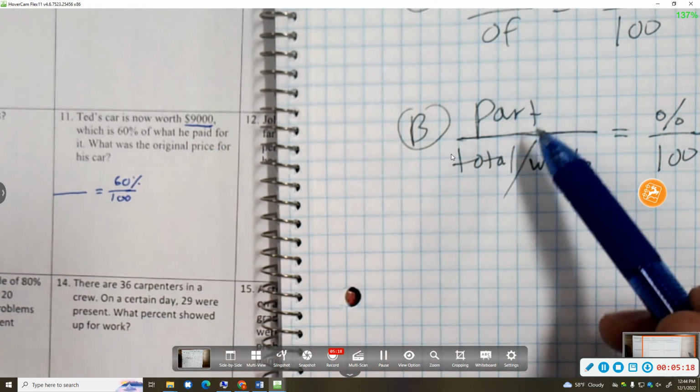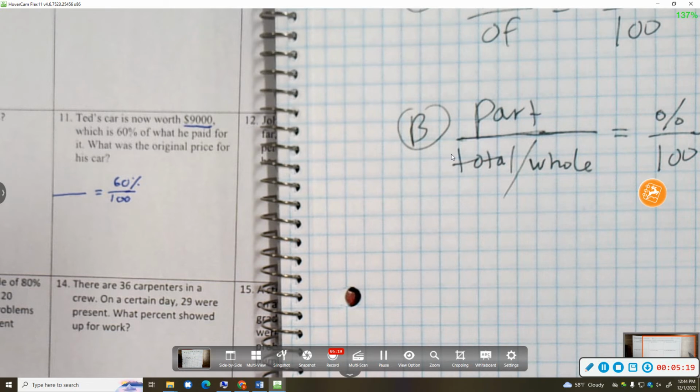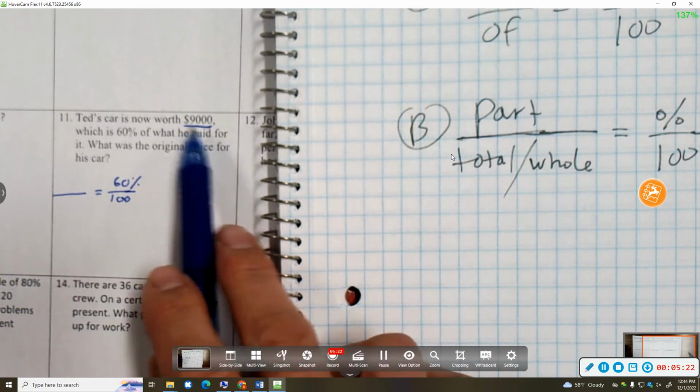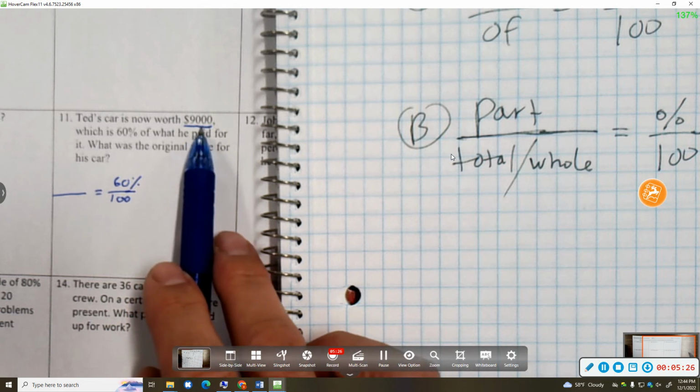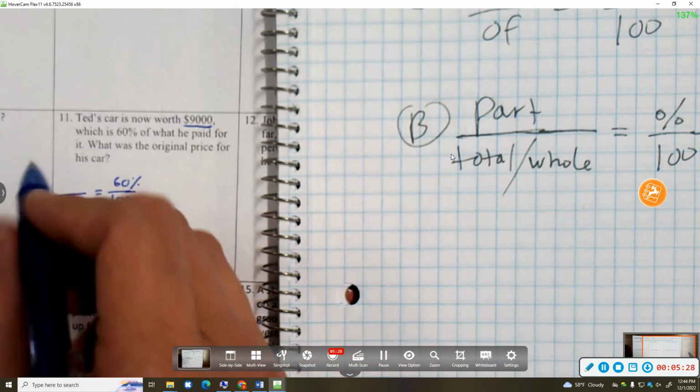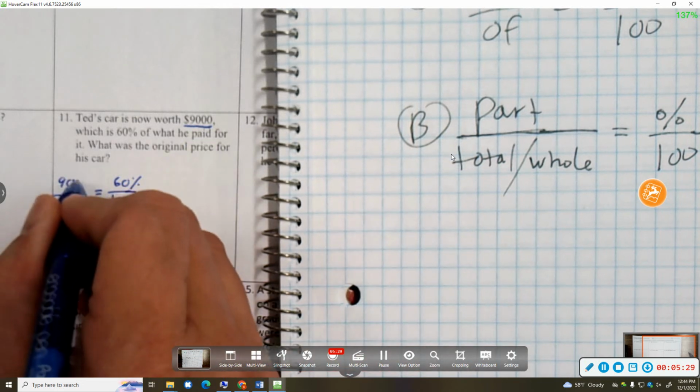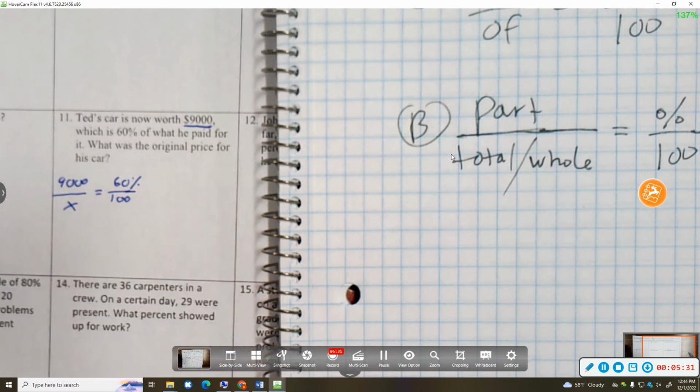And you have to think, is 9,000 part of something bigger? And it is, because this is 9,000 of 60%. So the original price is going to be more than 9,000. So therefore, the 9,000 goes up here. That's your X.